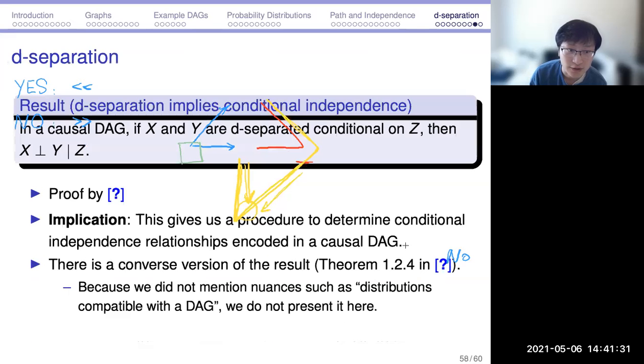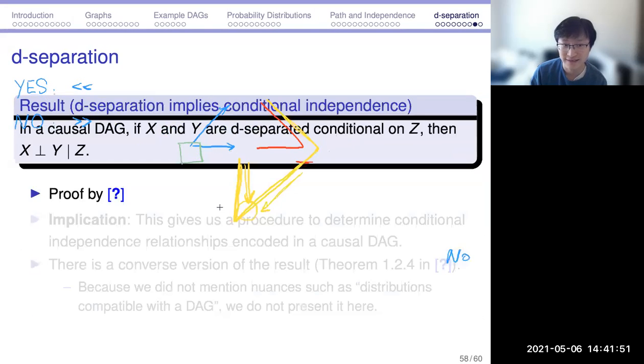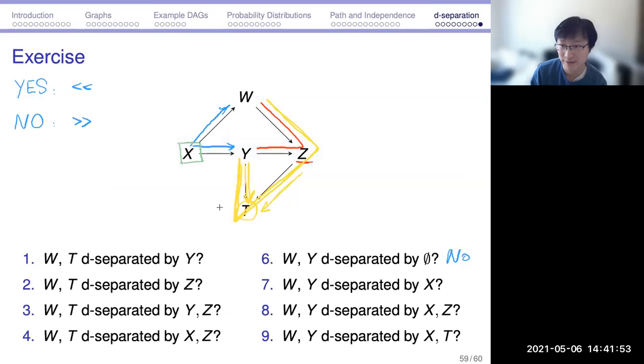Going back to the definition of blocking a path, if the path contains a collider, A and C do not necessarily have to be the ends of this path. As long as there is a collider inside the path, then we're okay. We will have independence. Therefore, the answer to question number 7 is yes.